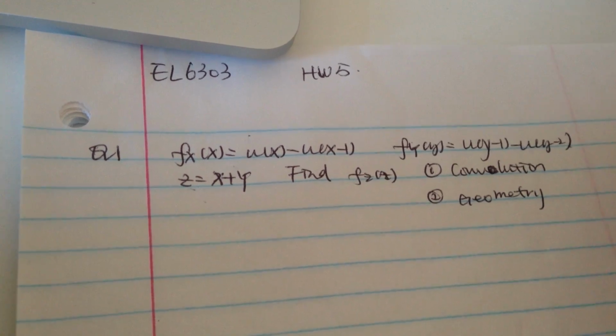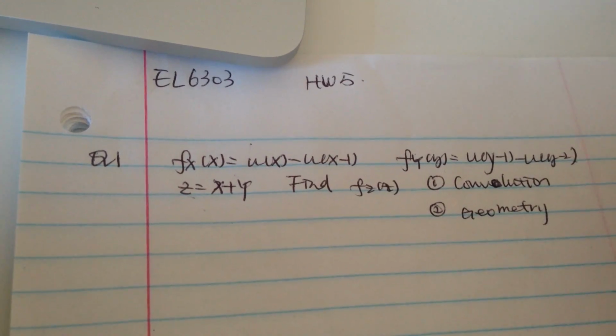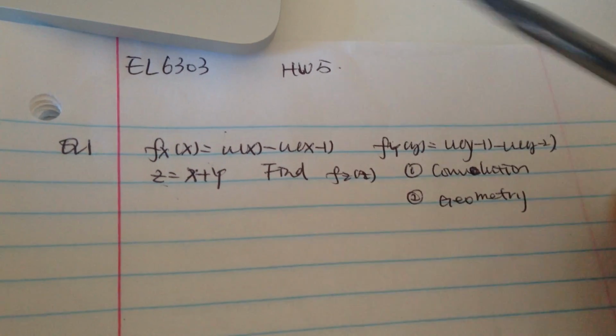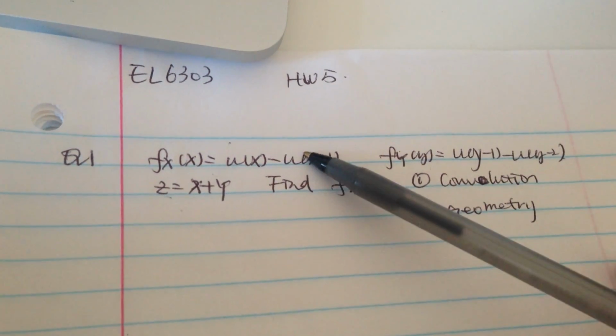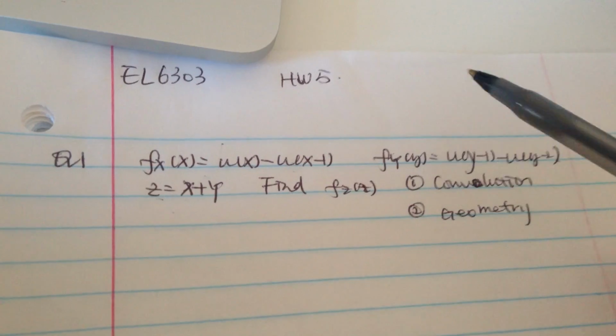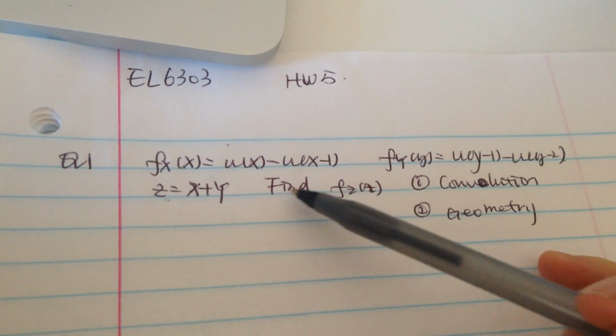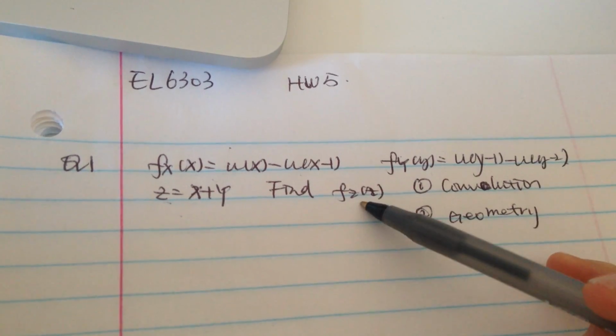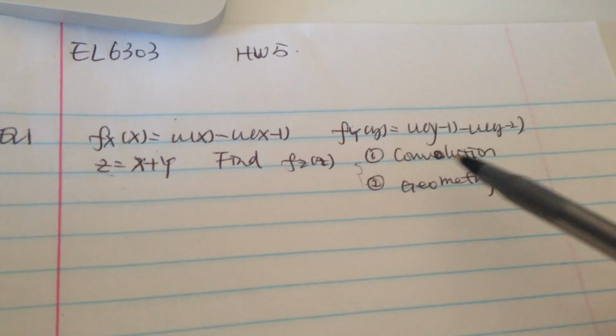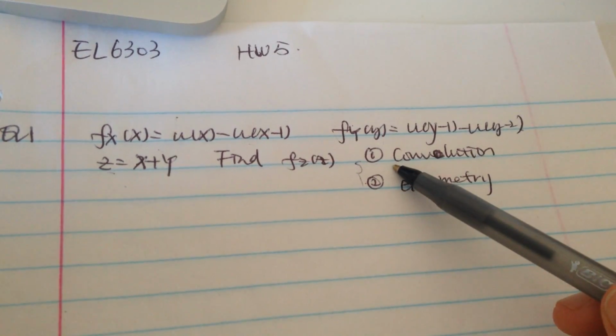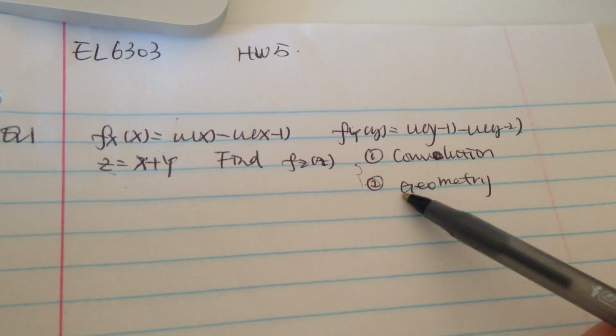I make this video for my class EL6303, and here's the first question in homework 5. Here we already know the density function of X and Y and the relationship among Z, X, Y. So we need to find the density function of Z. Here we're gonna use two ways to solve this problem. The first is the convolution way. The second is the geometric way.